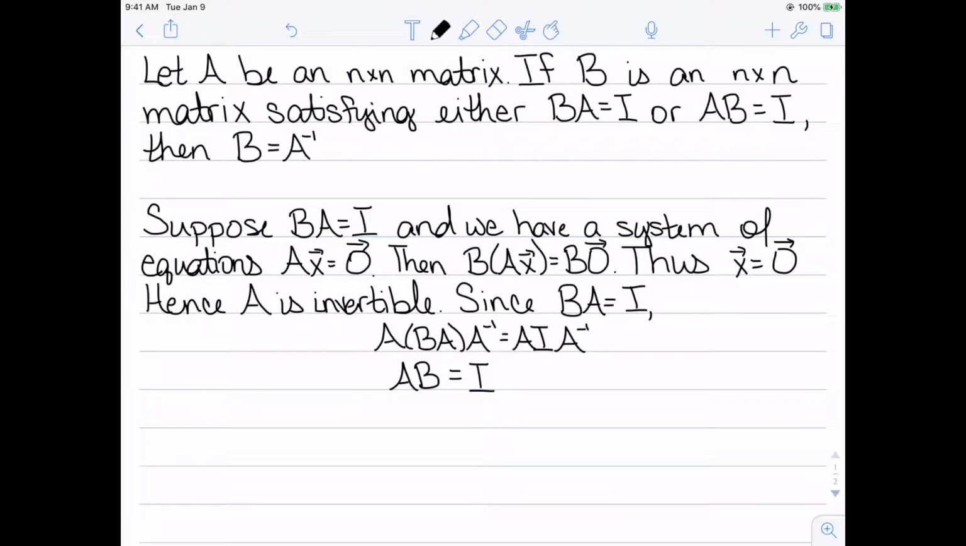And this is only half the proof. We also need to suppose AB is equal to I and show that, once again, A is invertible and that BA is equal to the identity, but it follows from this same basic idea.